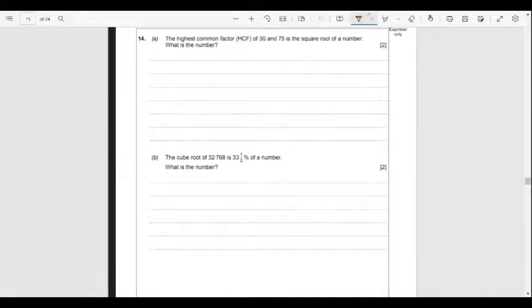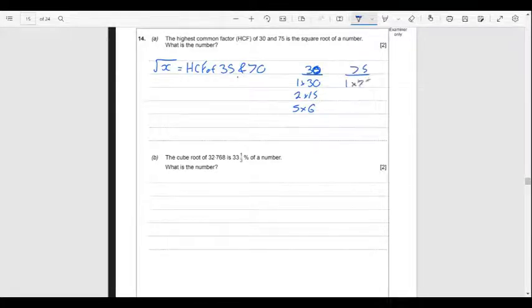The highest common factor of 30 and 75 is the square root of a number. Okay, so the square root of x is equal to the highest common factor of 30 and 75. Well, let's find that highest common factor. To get 30, we could do 1 times 30, 2 times 15, 5 times 6. And if I go back on myself, that's just going to start repeating again. For 75, we've got 1 times 75, 3 times 25, and 5 times 15. So 15 seems to be my highest common factor.